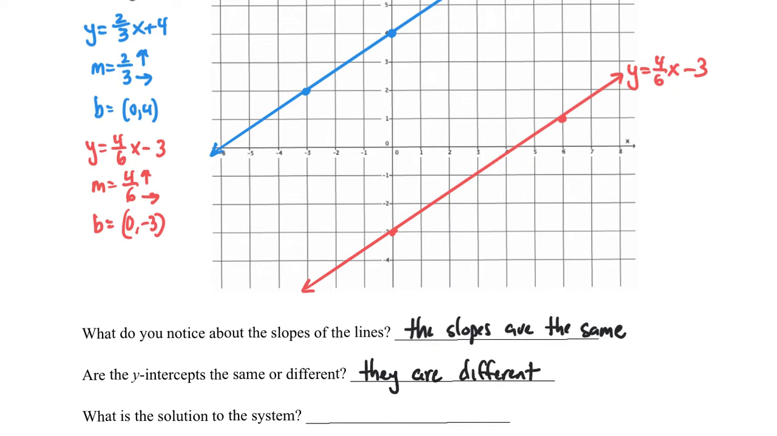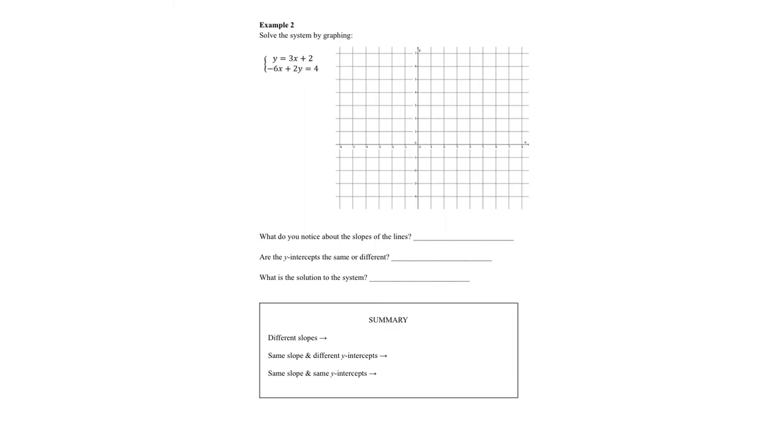So the last question says, what is the solution to the system? Well, the solution, as we now know, is where the lines intersect. These lines do not intersect. So there is no solution here. No solution. So same slope, different y-intercept, there's no solution. And by the way, this has a special name. I'm sure you knew this already, but these are parallel lines, which means they are never going to intersect. Okay, let's take a look at another scenario.